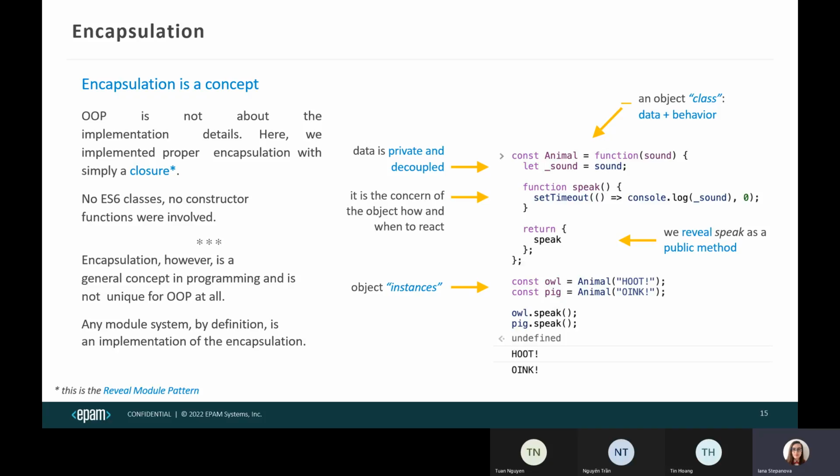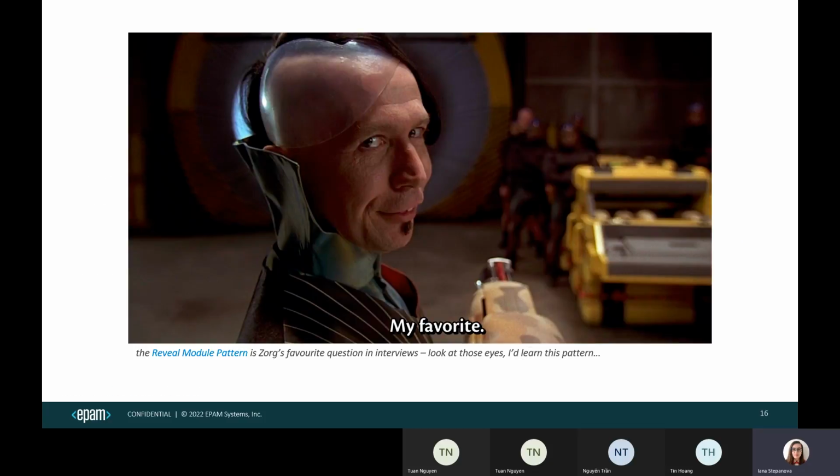But for example, the sound variable cannot be accessed outside this constant. But by calling this speak method, like owl.speak, pig.speak, we can still be using this sound information, the value, the data, which is encapsulated inside the animal constant. Like if we try to just directly access the sound, it will not work. We cannot access the let sound variable because it is inside the animal function. But with the speak method, we can get its value, and that's encapsulation.